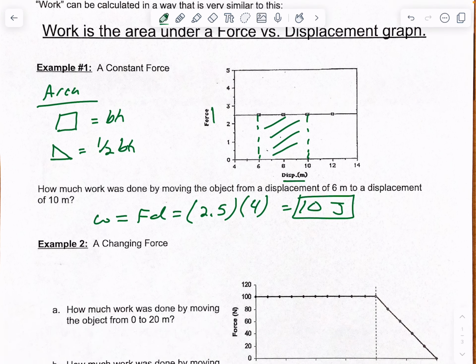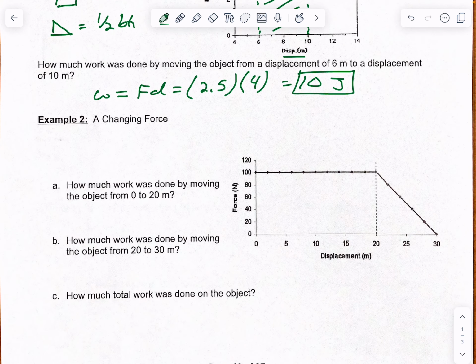Number 2, how much work was done by moving the object from 0 to 20 meters? So I need to figure out what is the area of this big rectangle. So 20 times 100 is going to give me 2,000. So that is going to be my answer for part A, so 2,000 joules.